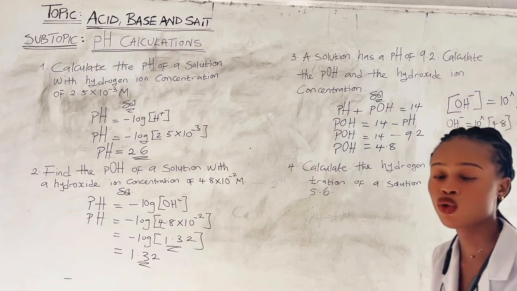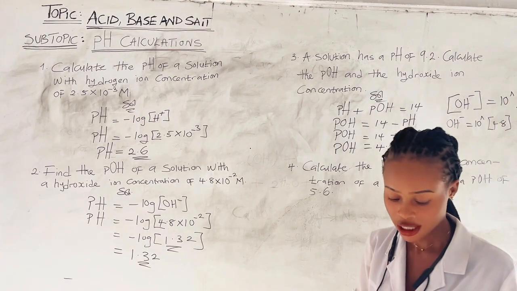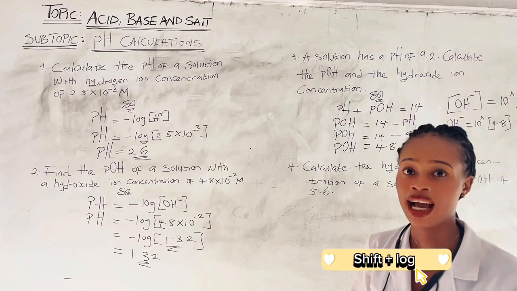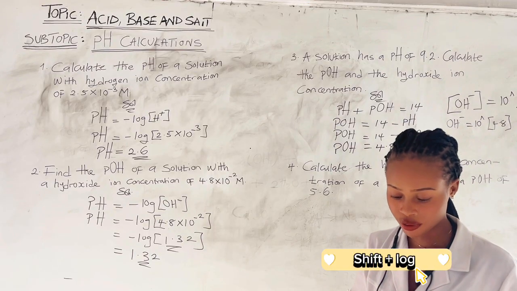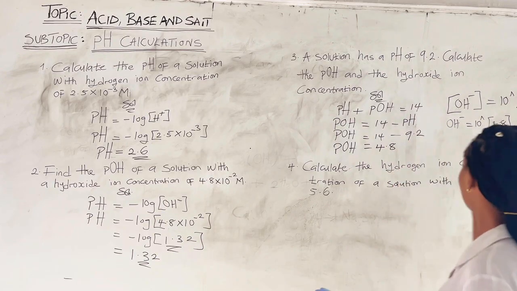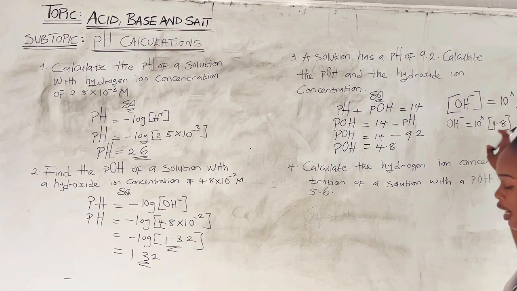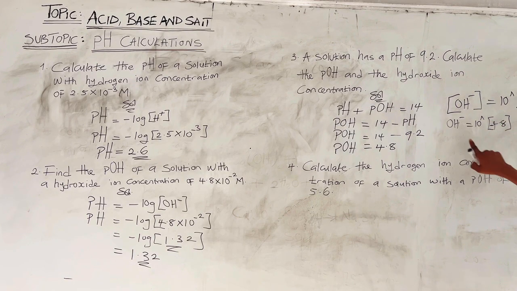For those of us that do not know how to find anti-log on our calculators, simply press shift and log. So when you press shift and log, you get anti-log. So press shift and log, and then 4.8. But don't forget that there's a minus sign here. So ensure you put your minus, otherwise your answer will not be correct. So your hydroxide ion is equal to what? Anti-log of what? Minus 4.8.